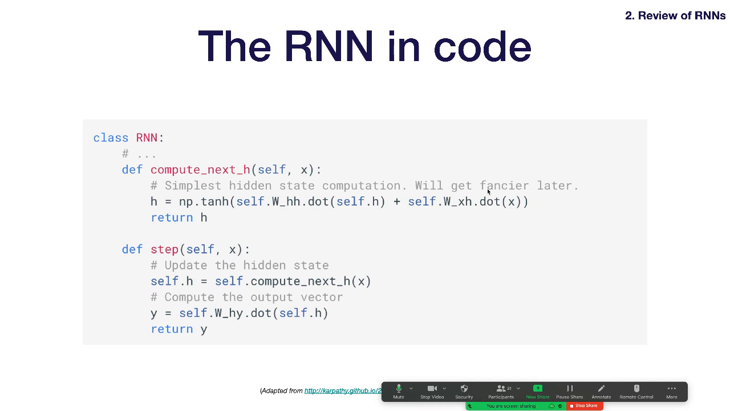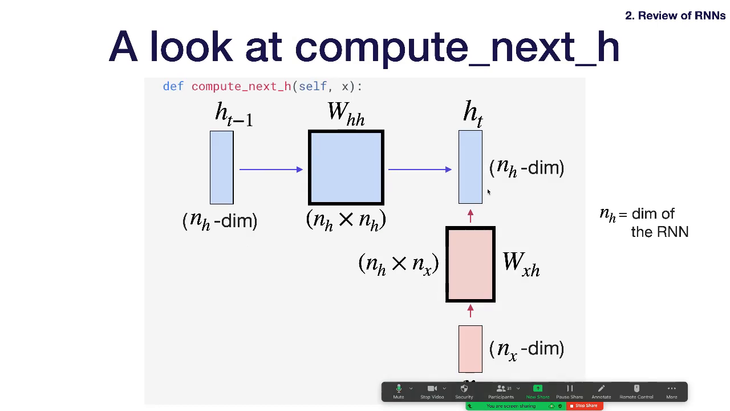So the way the compute next H function works is this thing in the top function here, which is kind of like this tanh of the sum of two matrix multiplications. To make this a little bit more concrete, this is what's going on in compute next H. You have two inputs to this function. One is a property of this class, which is the previous hidden state h_t minus 1. And the second is the input at this timestep, x_t.